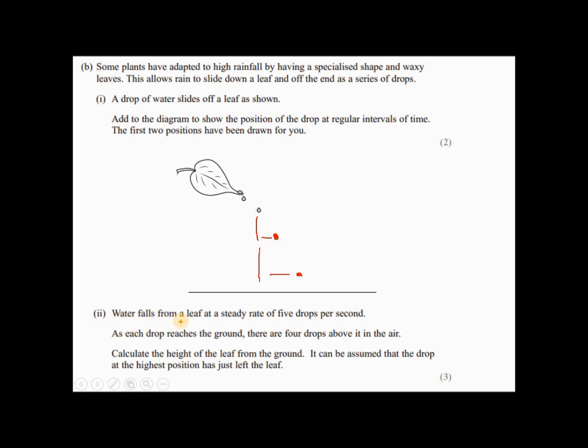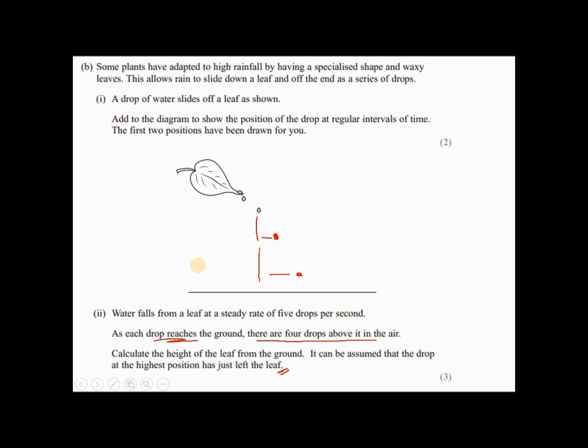Water falls from a leaf at a steady rate of 5 drops per second. As each drop reaches the ground, there are 4 drops above it in the air. Calculate the height of the leaf from the ground. It can be assumed that the drop at highest position has just left the leaf. So I am redrawing the diagram according to the second part. It is because they say that when each drop reaches the ground, there are 4 drops above in the air.